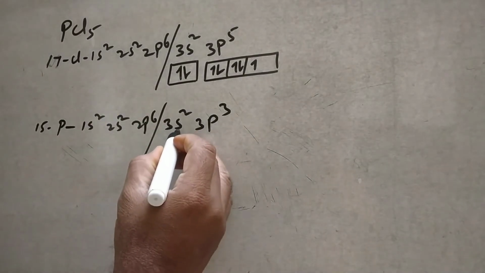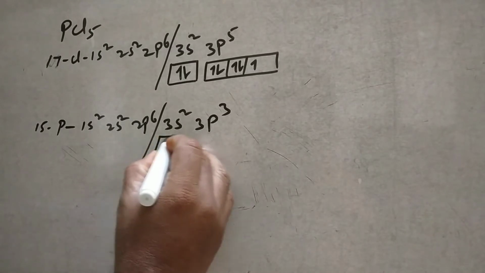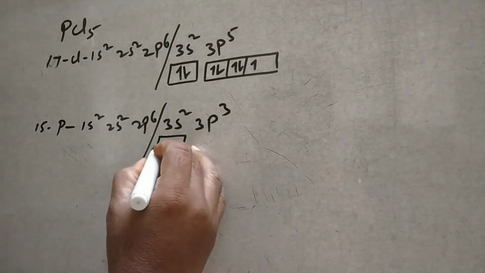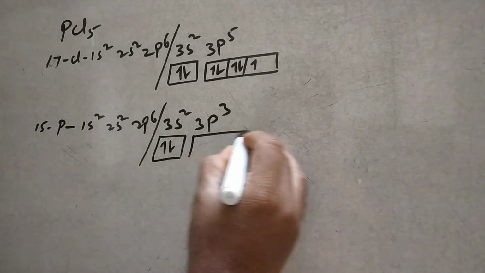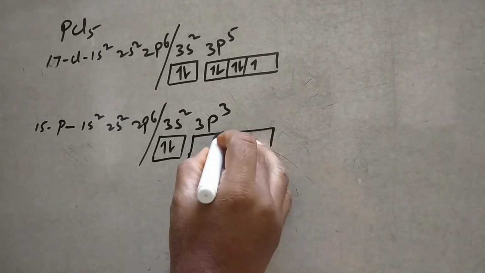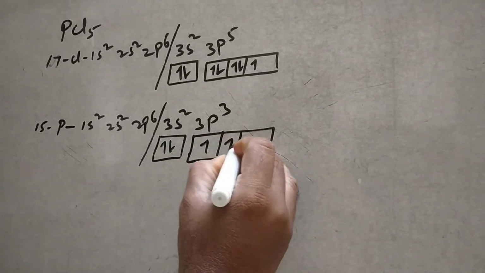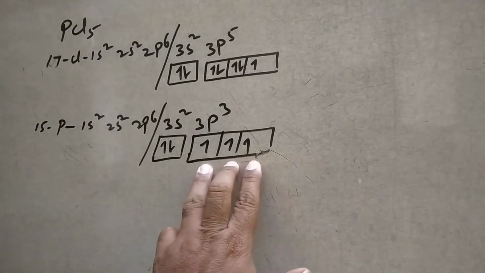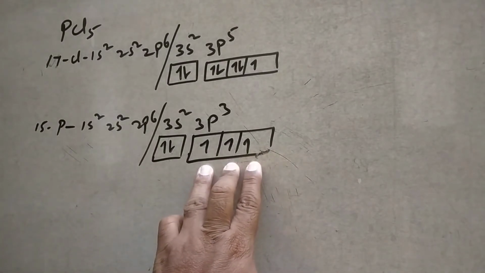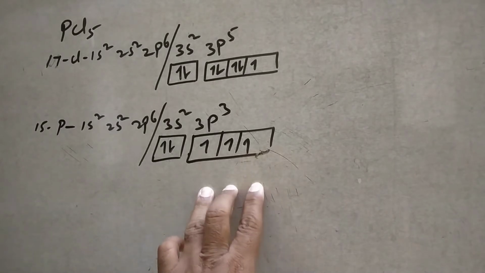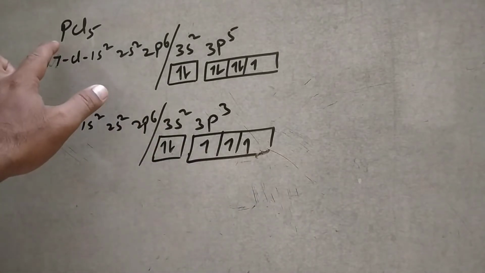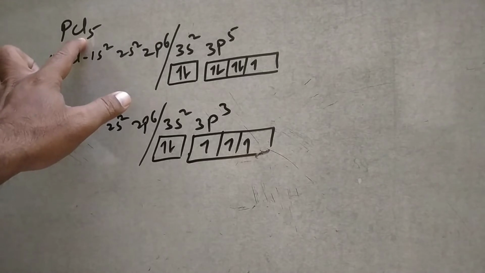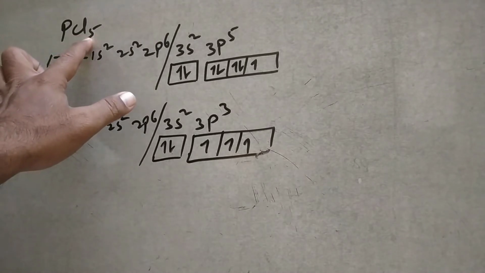So here s orbital contains 2 electrons, then p orbital contains 3 electrons. Indirectly, phosphorus contains only 3 unpaired electrons. So 3 unpaired electrons are bonded with 3 chlorine atoms. But in this molecule, it contains 5 chlorine atoms.